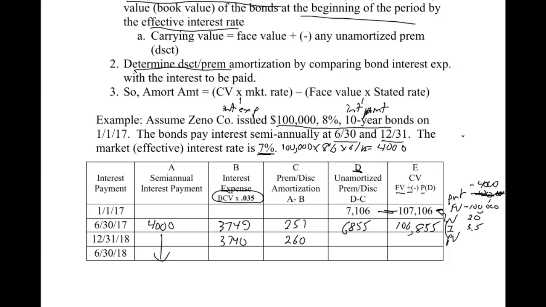My unamortized premium is now 6,595, which makes this 106,595. Typically I've never had an issue where students struggle with amortization tables.